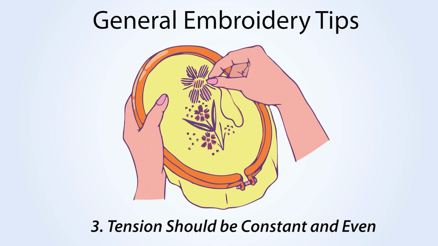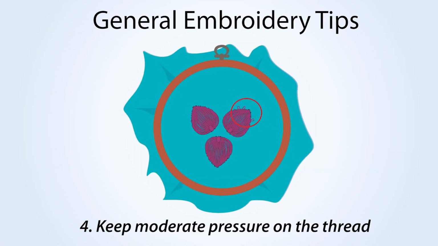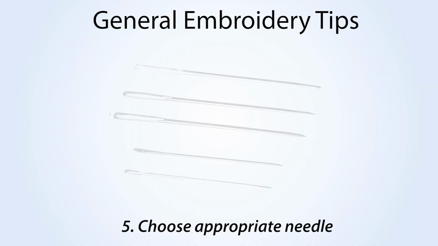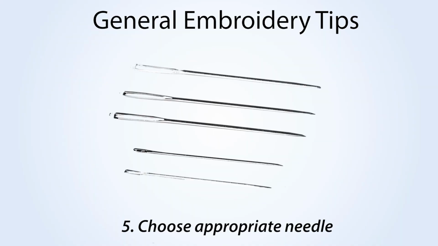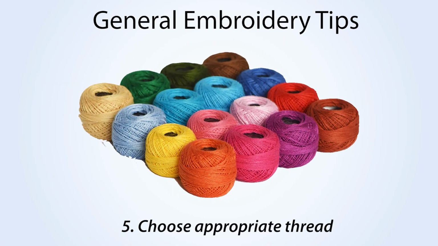Tension should be constant and even. Keep the same amount of tension for each stitch to produce smooth and uniform stitches. If the stitches are too loose, the embroidery will sag, and if the stitches are pulled too tightly, the fabric will pucker, resulting in distorted embroidery. So keep moderate pressure on the thread while embroidering. Choose an appropriate needle, which should be sharp, with a long eye, according to the type of the fabric, thread or design. Choose appropriate thread and its color according to the fabric design requirements.